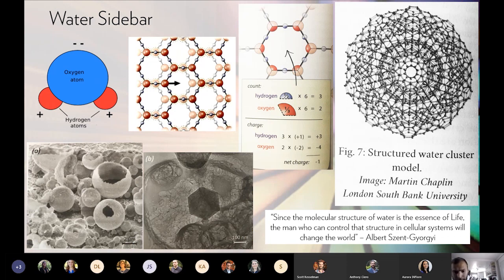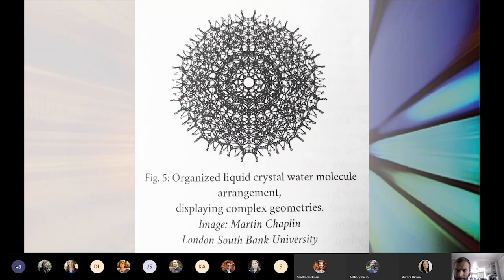I threw a quote on here by Albert Szent-Györgyi, who was the Nobel laureate in medicine in 1937, which is crazy. "Since the molecular structure of water is the essence of life, the man who can control that structure in cellular systems will change the world." He was way ahead of his time. This is just another liquid crystal that I thought was really interesting.